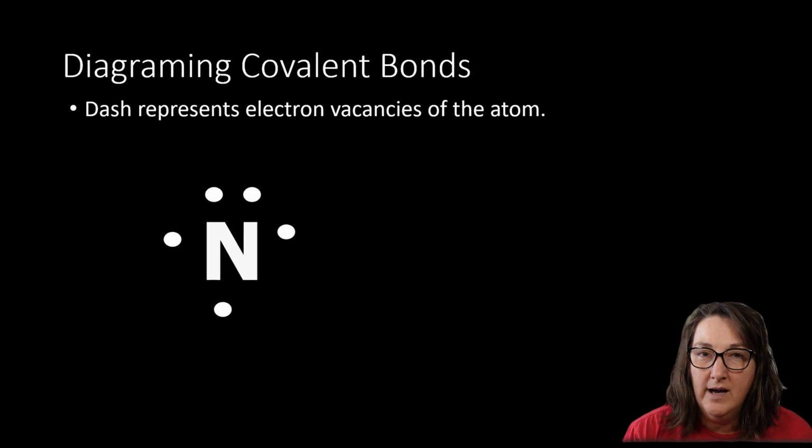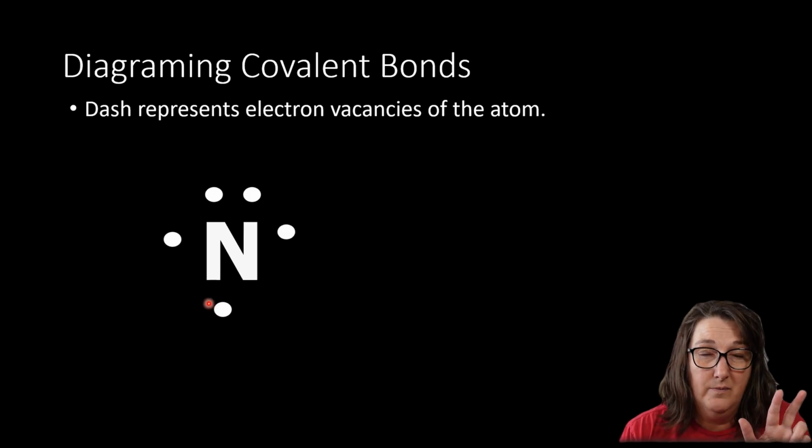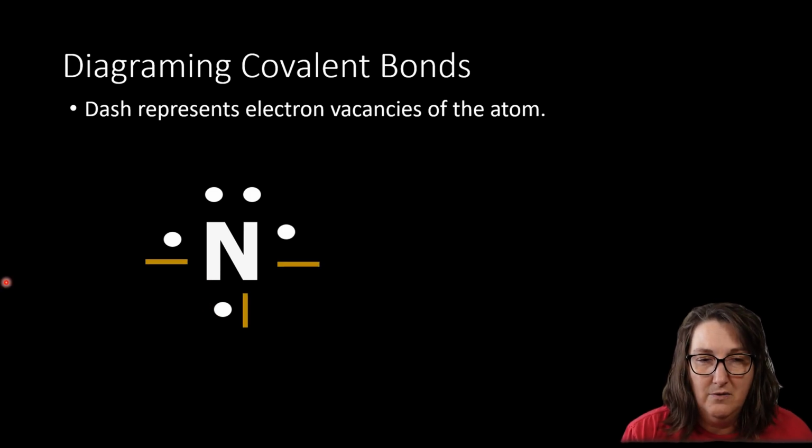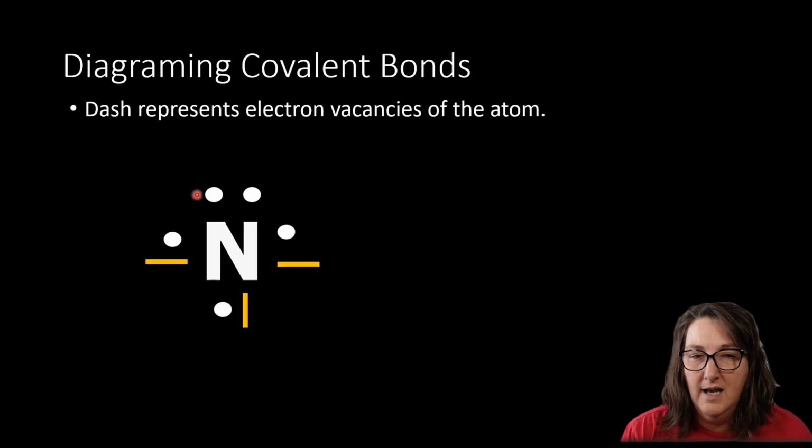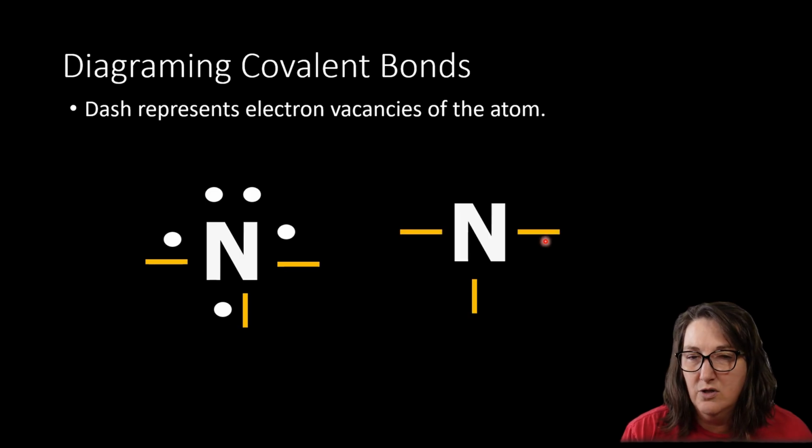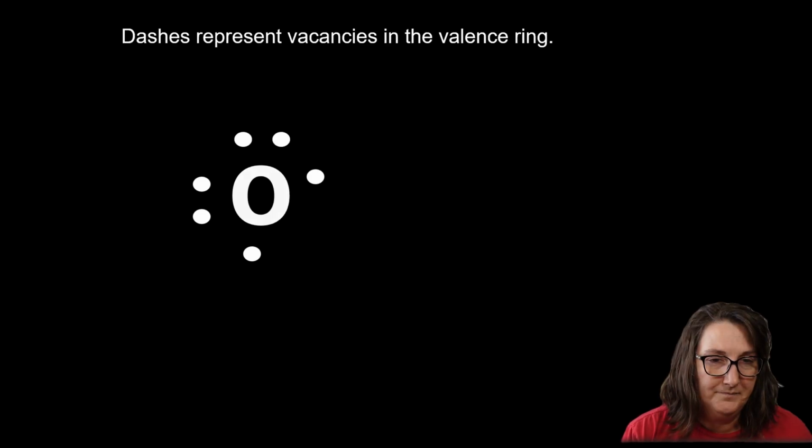So when we diagram covalent bonds, we have to show these vacancies for electrons. When you look at nitrogen, nitrogen has 5 valence electrons, 1, 2, 3, 4, 5. So that means I have 3 spots open for electrons. I show those as a dash. This means I can have an electron here, here, and here. So instead of showing these dots, you just show it with the dashes. This is telling me that I have 3 spots open for electrons.